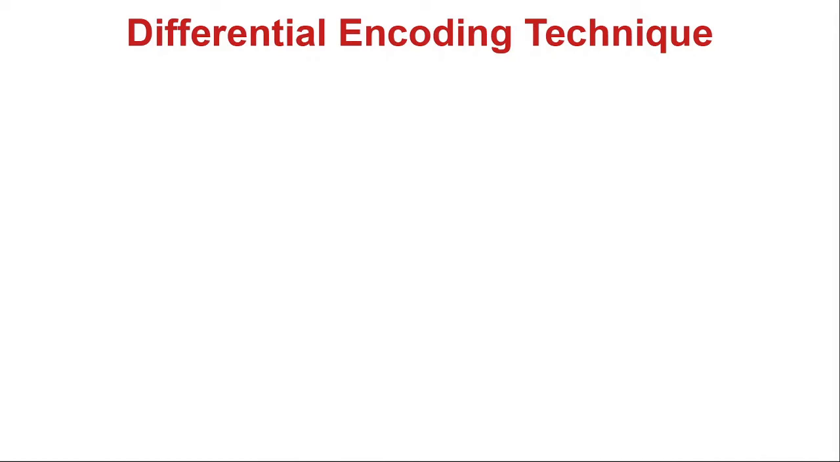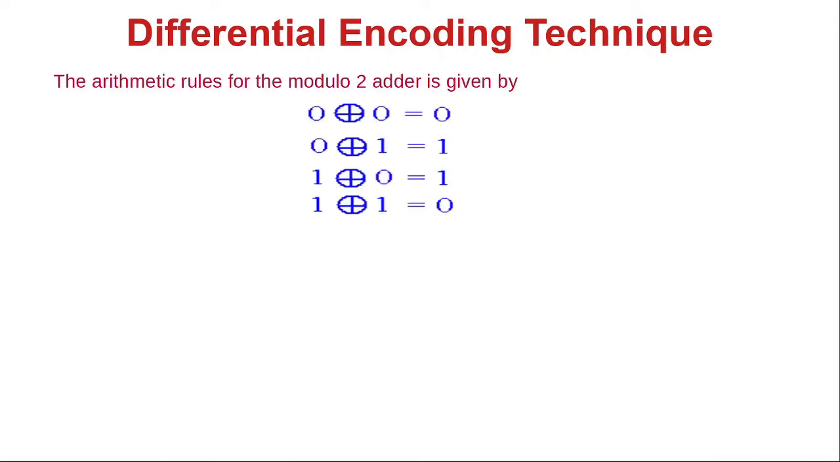The arithmetic rules for the modulo 2 adder are given by: 0 exclusive or 0 equals 0, 0 exclusive or 1 equals 1, 1 exclusive or 0 equals 1, 1 exclusive or 1 equals 0.